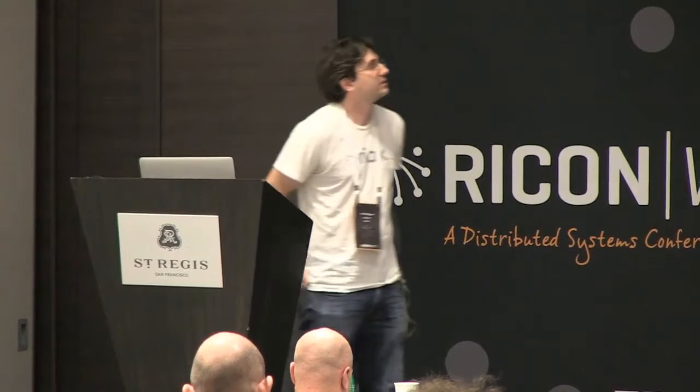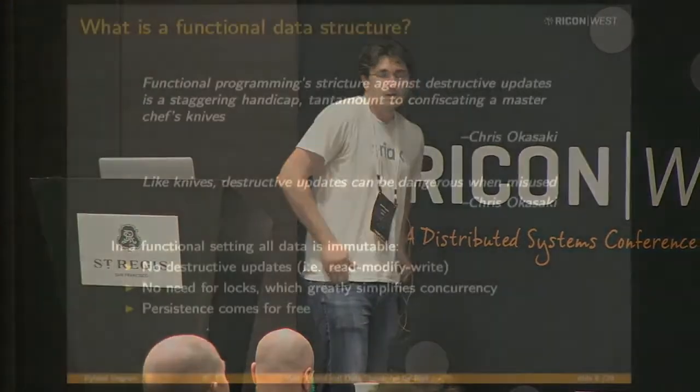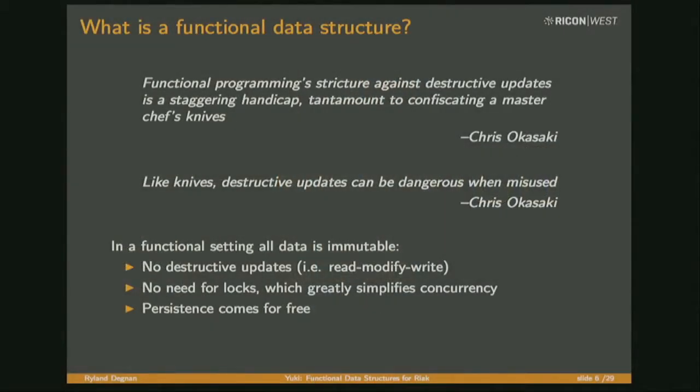So what is a functional data structure? Well, it's a double-edged sword. Functional programming doesn't allow you to do destructive updates. So once you write a value, that's the value for the life of the program. You can't go back and modify it later. So it can be hard to imagine how you could possibly write a data structure in a purely functional language. It's almost like confiscating a master chef's knives. But the flip side of that is knives can be dangerous when misused.